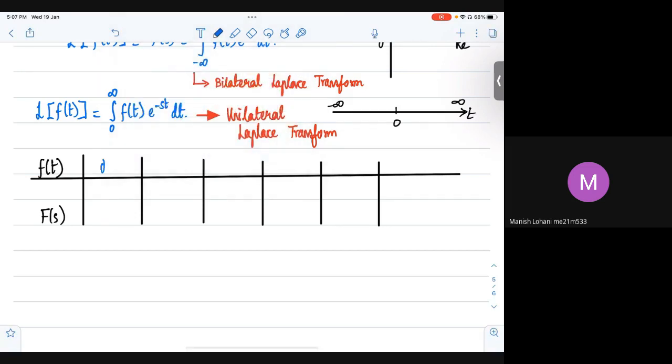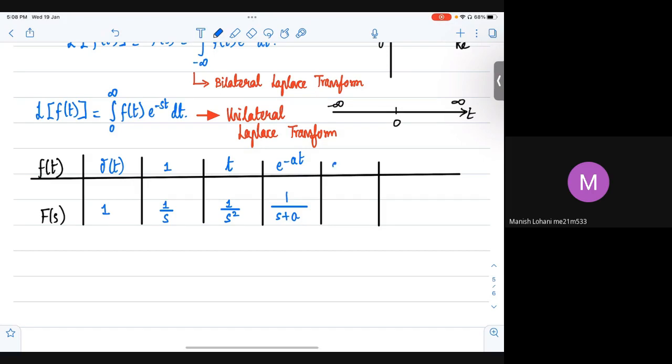Let's say we take the unit impulse function or the Dirac delta function delta t. If we apply the Laplace transform to it, we get 1. If we take the unit step input, or 1, we will get 1 by s as the corresponding Laplace transform. If we take the unit ramp signal t, we will get 1 by s square. If we take e power minus at, then we get the Laplace transform as 1 by s plus a.